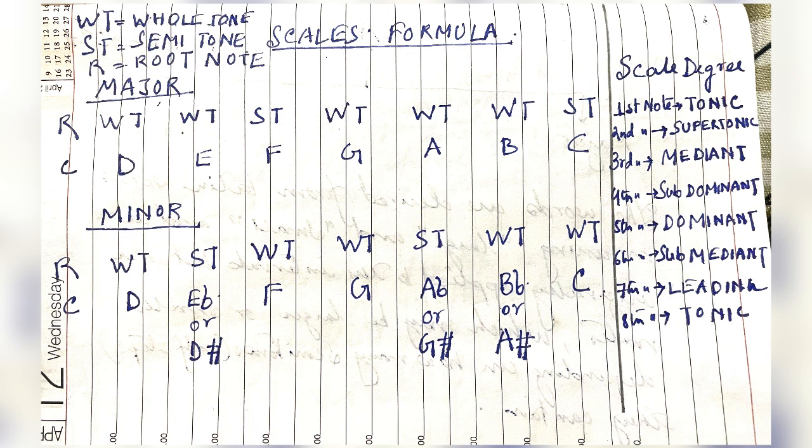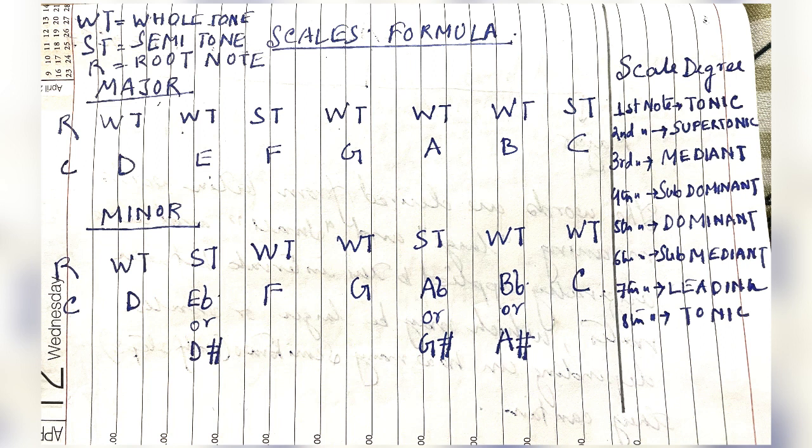Now from G, we have another semitone. So the adjacent note of G would be A flat or G sharp. Now from this, we have another whole tone. That is, from G sharp, we have to skip one note. After G sharp, A is coming. We have to skip A and go to A sharp or B flat.